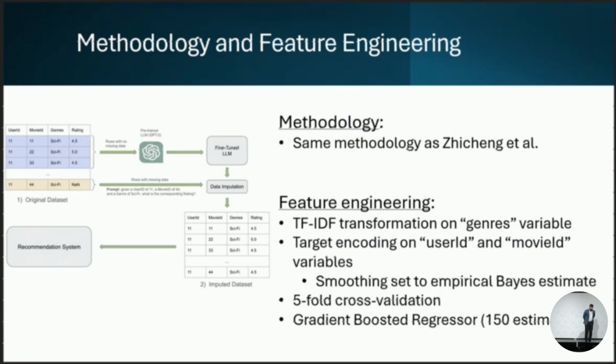And then 5-fold cross-validation and a gradient boosted regressor on 150 trees. So maybe I cheated with the gradient boosted regressor, I don't know. Maybe they just use straight linear regression. But let's look at the results.